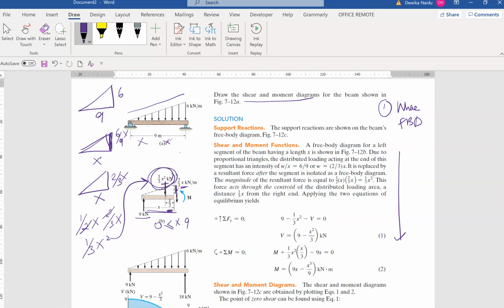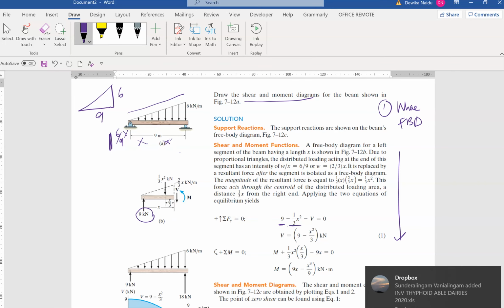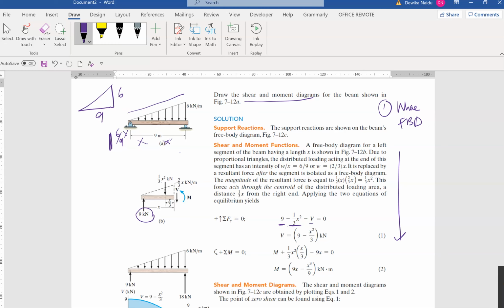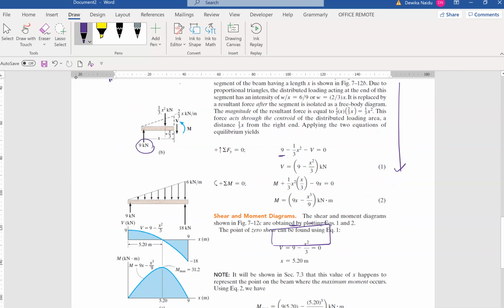So now let me just erase this whole thing and then rewrite it neatly for you so that you can understand the whole thing and see everything clearly. Get back to the pen. Okay, so Fy, we have 9, and we have 1/3 x squared, which is coming down, and we have minus V, which is pointing down, equals 0. So solving this, it will form an equation. That's our main aim. We want an equation in order to plot a graph. That's why we keep it an equation.